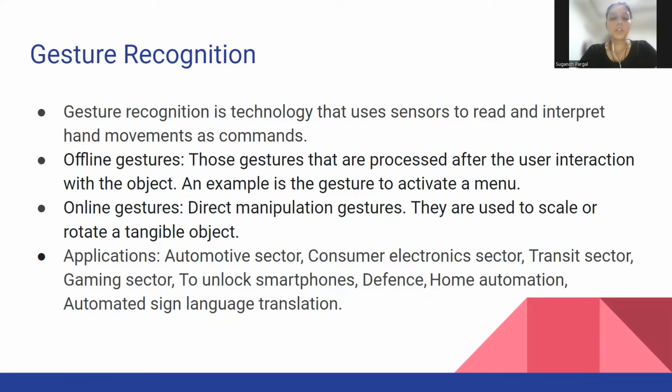What are the online gestures? These are the direct manipulation gestures. They are used to scale or rotate a tangible object. With the help of online gestures, the object keeps on moving in a direction, or we change the scale or rotate a tangible object. The applications of gesture recognition are in the automotive sector, consumer electronics sector, transition sector, gaming sector, to unlock smartphones, defense mechanisms, home automation, and automated sign language translation.